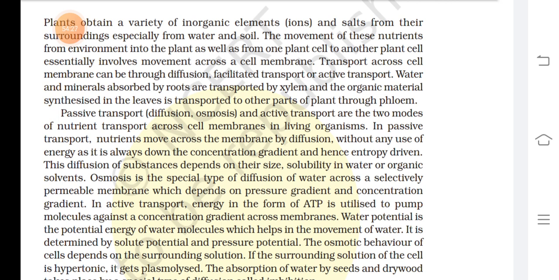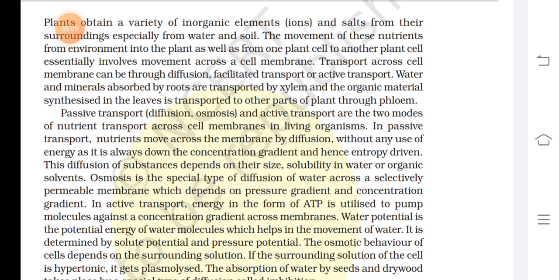This diffusion of substances depends on their size and solubility in water or organic solvent. Osmosis is the special type of diffusion of water across a selectively permeable membrane, which depends on pressure gradient and concentration gradient. In active transport, energy in the form of ATP is utilized to pump molecules against a concentration gradient across membrane. Water potential is the potential energy of water molecules which helps in the movement of water. It is determined by solute potential and pressure potential.